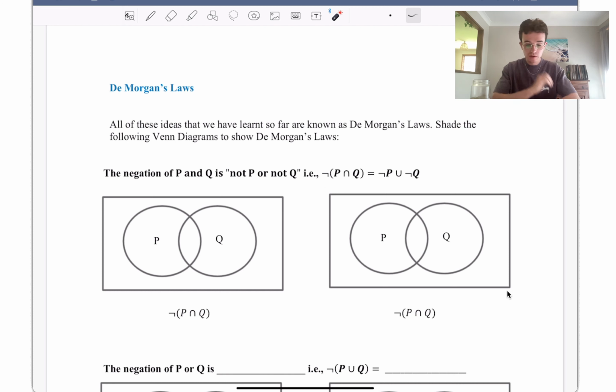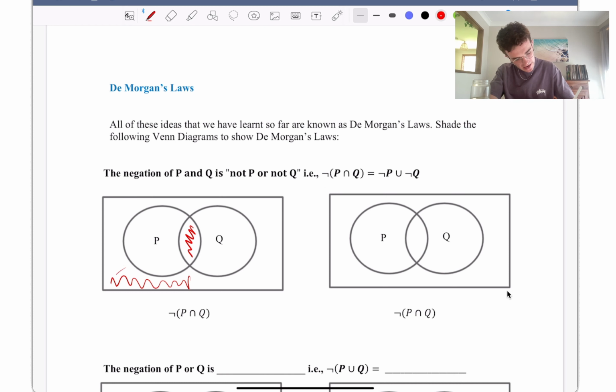Okay, De Morgan's law. Now, everything we've been learning are known as De Morgan's laws. So, in this question we're asked to shade the following Venn diagrams to show De Morgan's laws. So, the negation of P and Q is not P or not Q. The negation is not P or not Q. So first of all, P and Q is the middle.